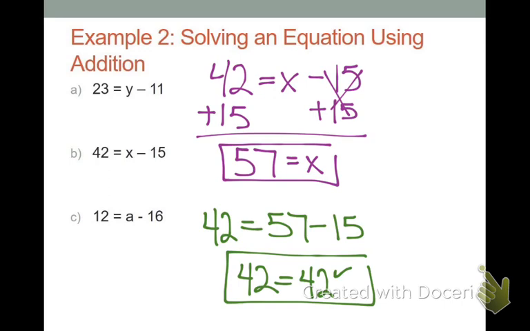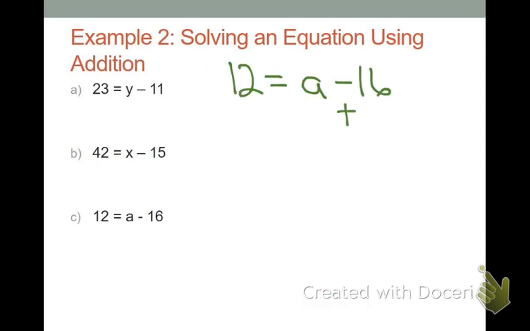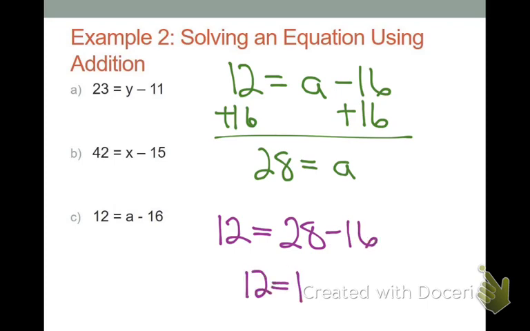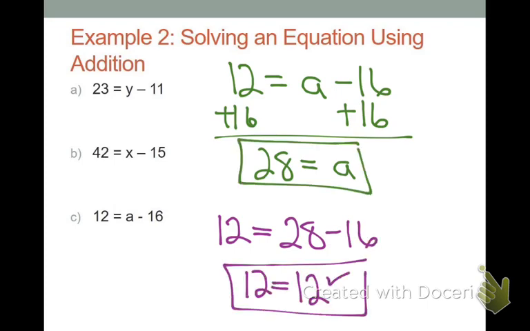All right, next one. 12 equals a minus 16. We add 16 to both sides, and yes, we get 28, and when we substitute it back in, it does equal out. All right, who got them both right? Anybody get them both right? Okay, good. If you missed one little part, do you see what you did wrong? Any questions?